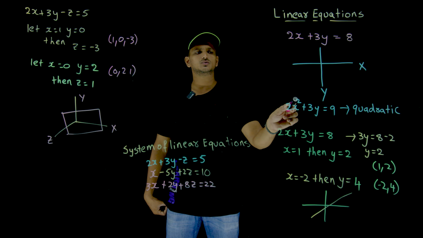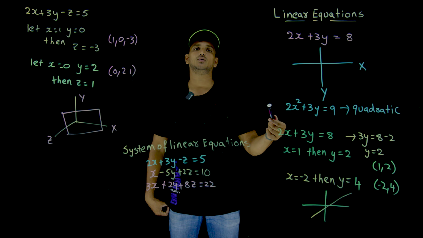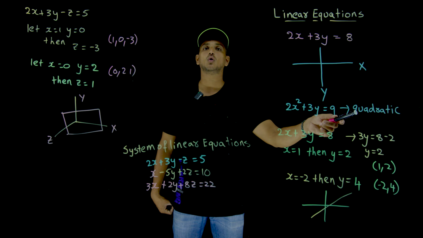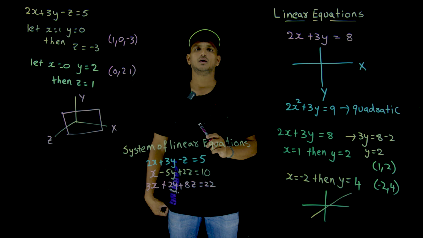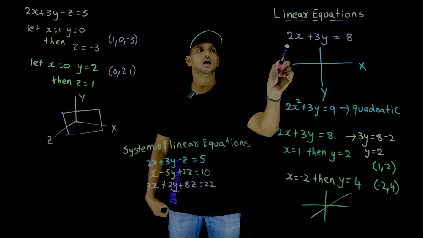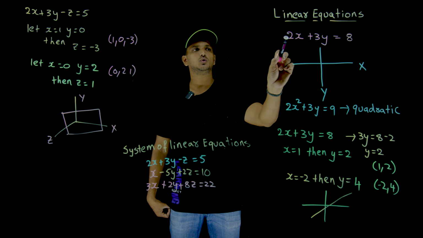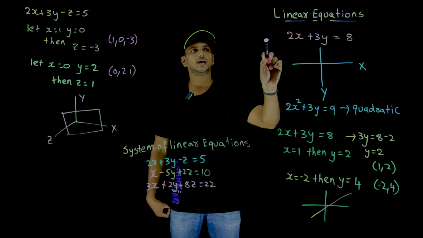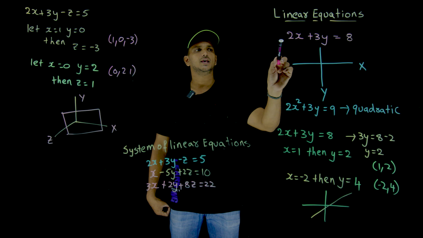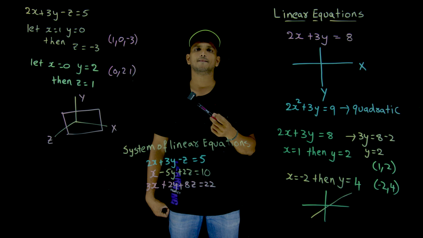See, 2x square plus 3y is equal to 9. This we cannot say is a linear equation. We say it is a quadratic equation. So when do we call it a linear equation? x and y are the variables, and 2 and 3 are the constants. In ax plus by is equal to c, a, b, c are constants and x, y are the variable terms.